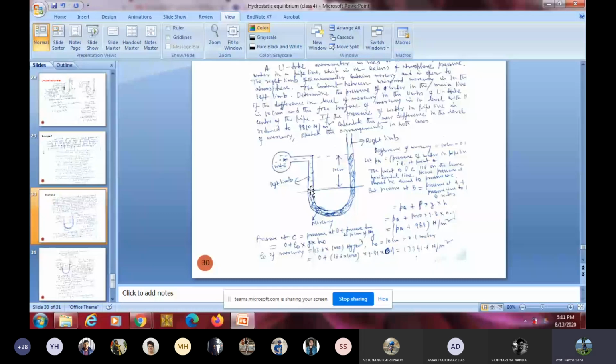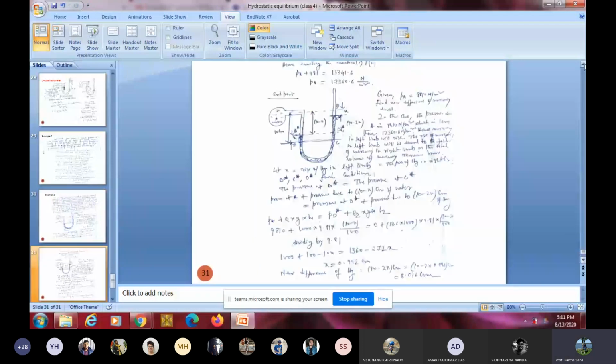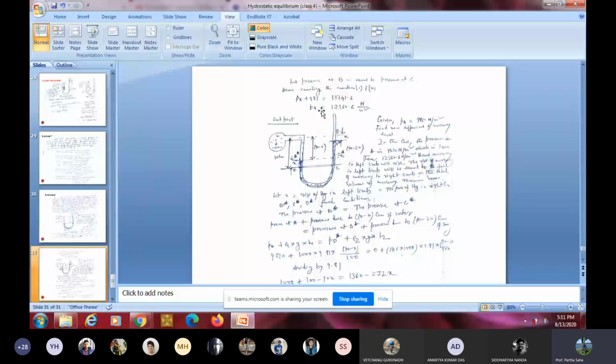If you go to the next slide, if you equate these two, the pressure will be 12,360.6 Newton per meter square. That is the pressure at the bulb.